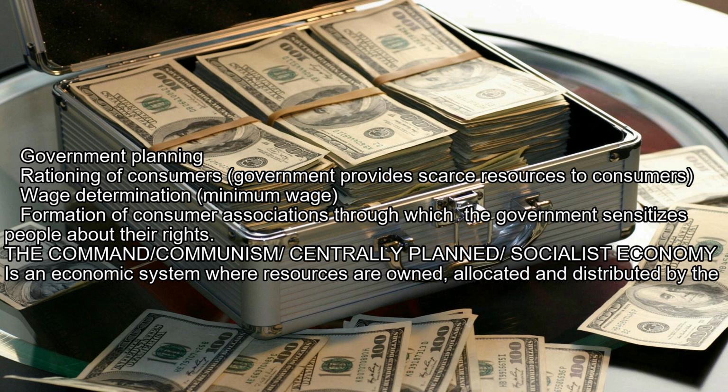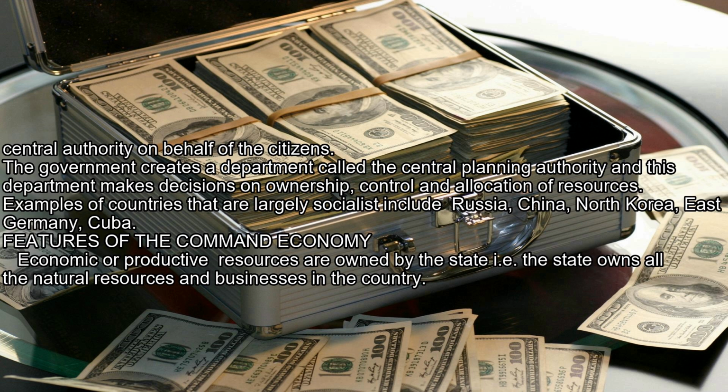The communism, centrally planned or socialist economy is an economic system where resources are owned, allocated and distributed by the central authority on behalf of the citizens. The government creates a department called the Central Planning Authority, and this department makes decisions on ownership, control and allocation of resources. Examples of countries that are largely socialist include Russia, China, North Korea, East Germany, Cuba.